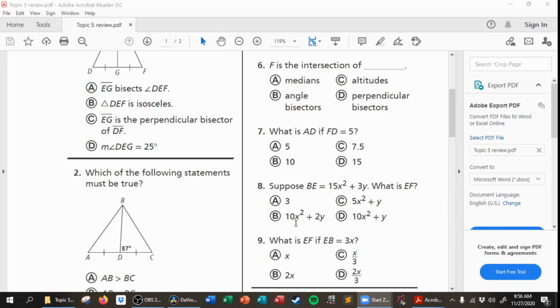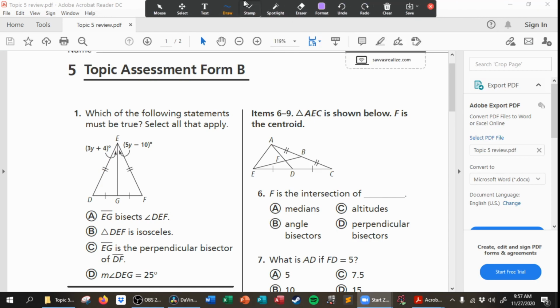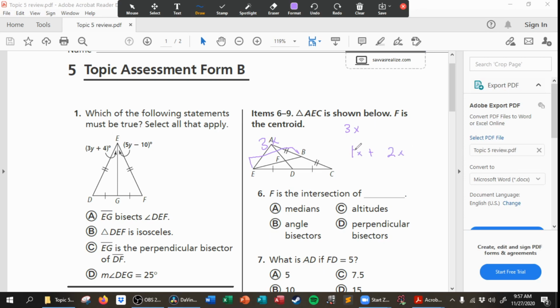Number 9, what is EF if EB equals 3x? So we know that EB needs to be 3x. So that means the whole thing, and this one we can do in our head, is 3x. Well, one of the rules I told you is the shorter side is always 1/2 of the longer side. If I have 3, 1 is 1/2 of 2, and 1 plus 2 is 3. So we're going to end up with 1x plus 2x. This is going to be the shorter side, so this will be BF, and this will be FE. And then we can see through the segment addition postulate that BE would in fact have to be 3x to get there.